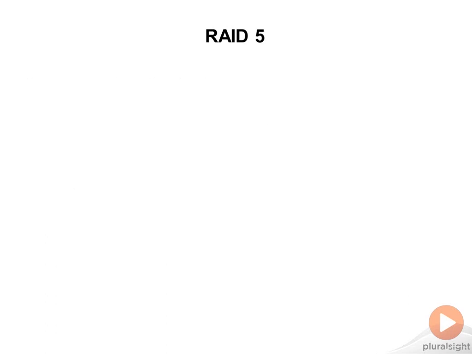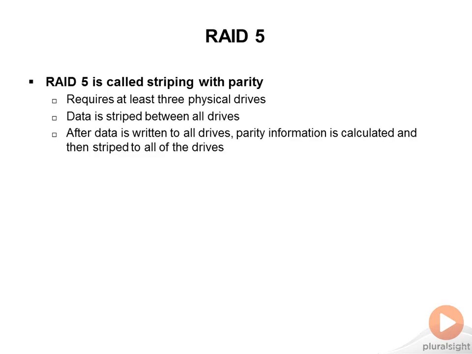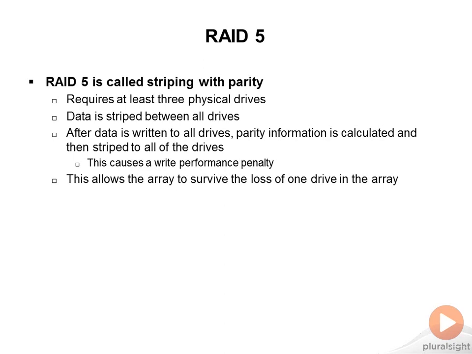The next common RAID level is RAID 5. RAID 5 is called striping with parity. RAID 5 requires at least 3 physical drives, and your data is striped between all of your available drives. After the data is written to the drives, your RAID controller calculates parity information, and then that's also striped between all of the drives. This causes a write performance penalty for RAID 5. Having this in place allows the array to survive the loss of any one drive in the array.